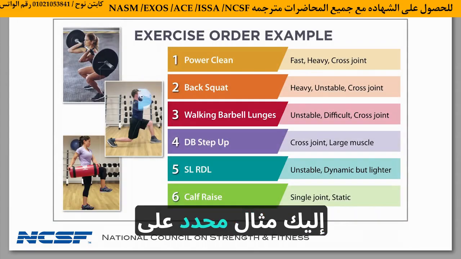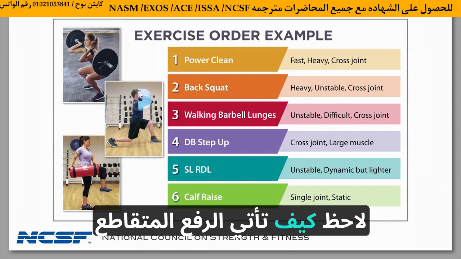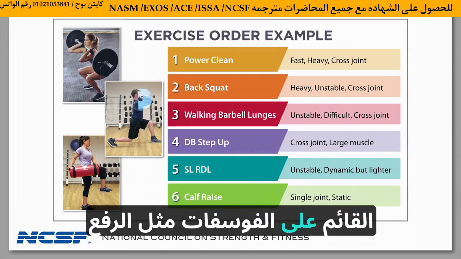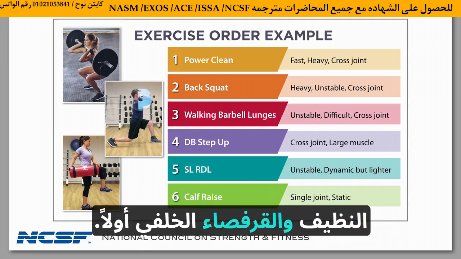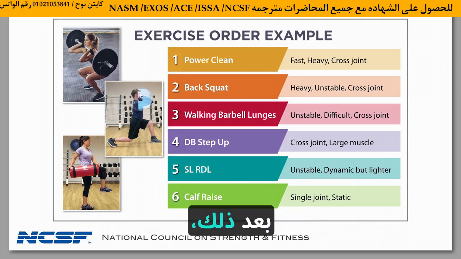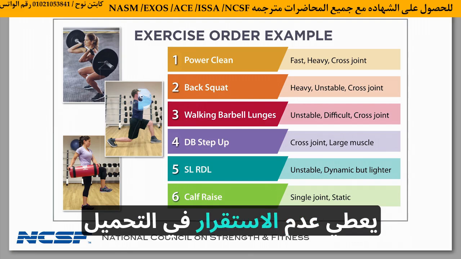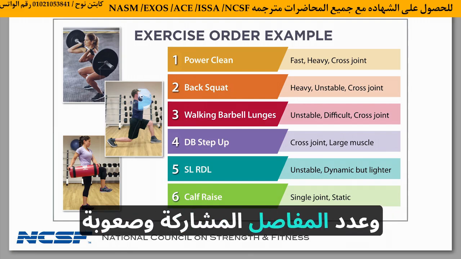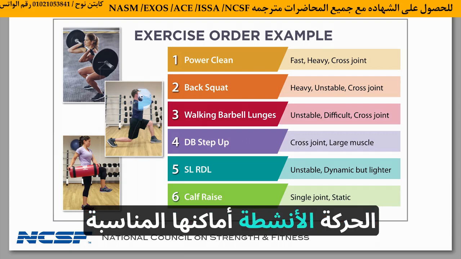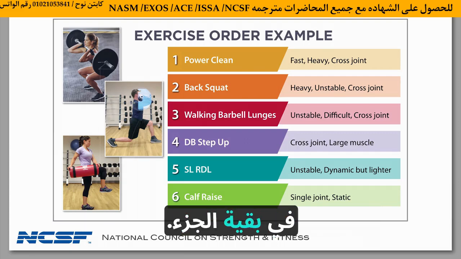Here is a specific example of exercise order. Notice how the phosphagen-based cross-joint lifts, such as the power clean and back squat, come first. After that, the loading, instability, number of joints involved, and difficulty of the movement gives the activities their respective places in the rest of the segment.